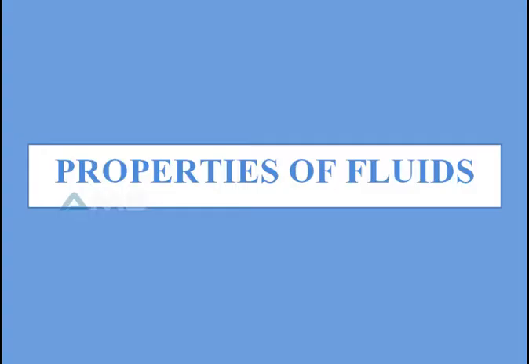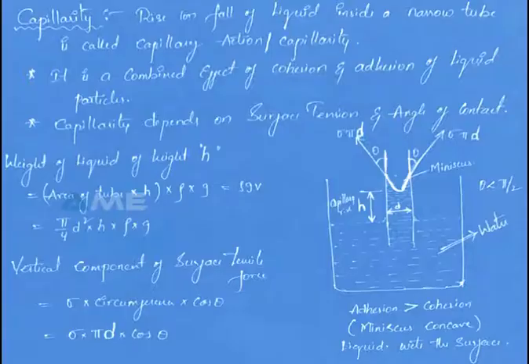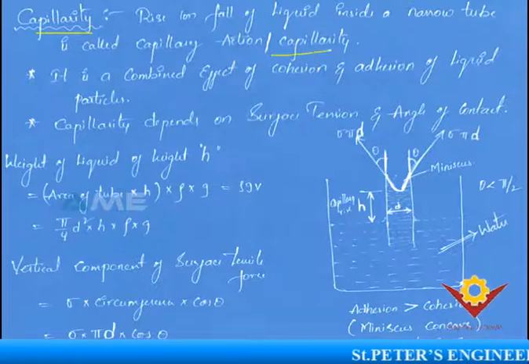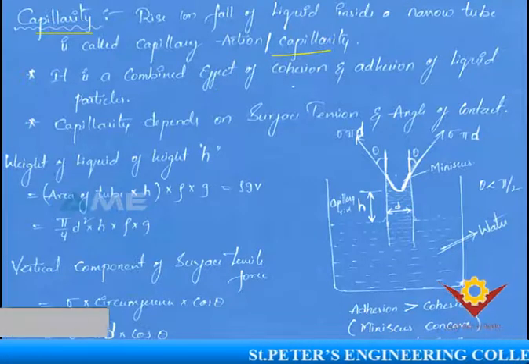We'll continue with properties of fluids. And the next property of fluid is capillarity. The rise or fall of a liquid inside a narrow tube is called capillary action or capillarity. It is a combined effect of cohesion and adhesion of liquid particles.